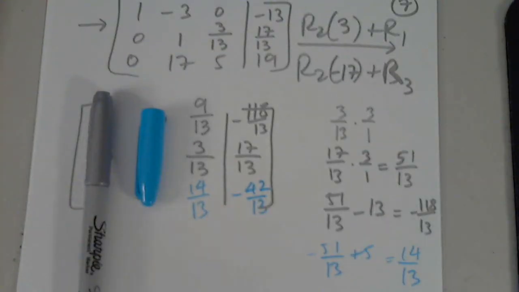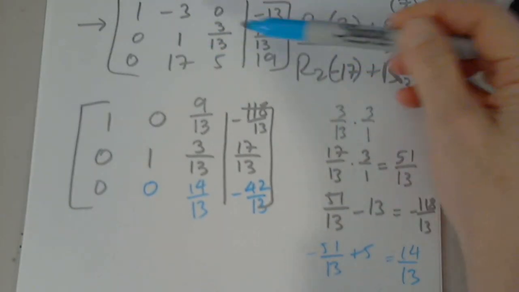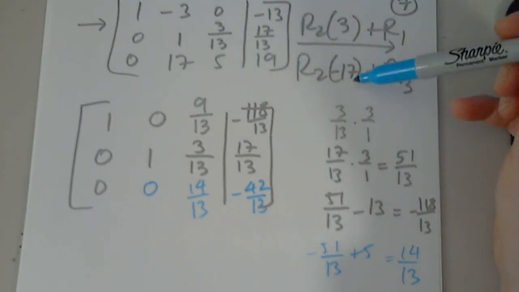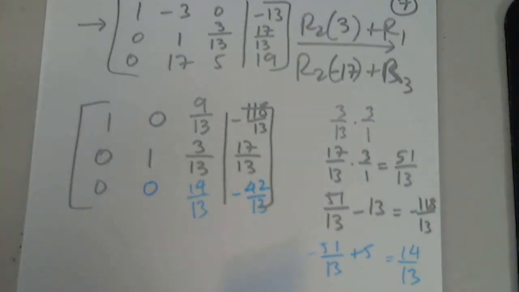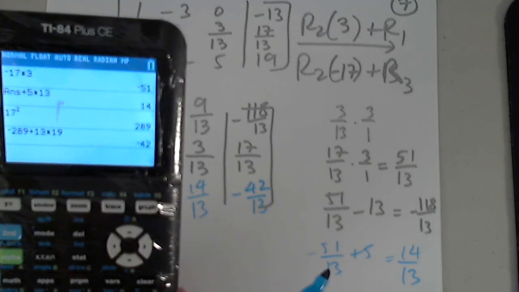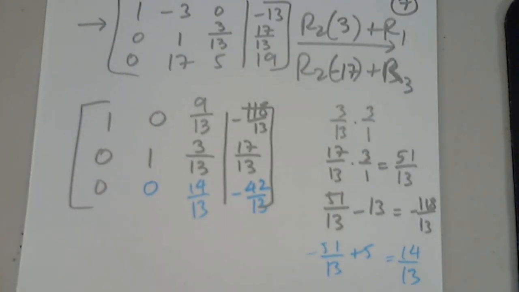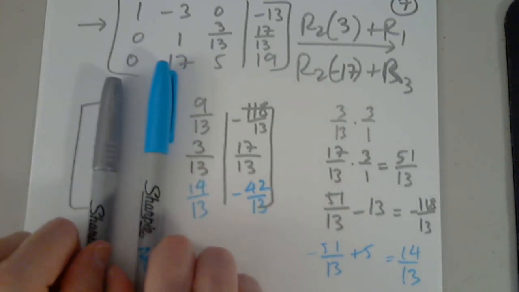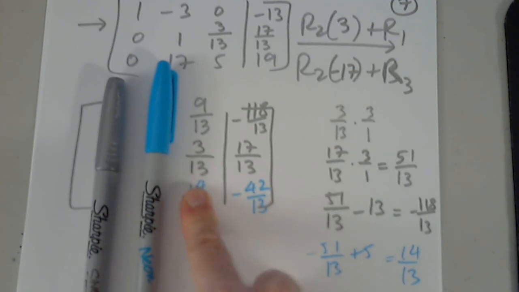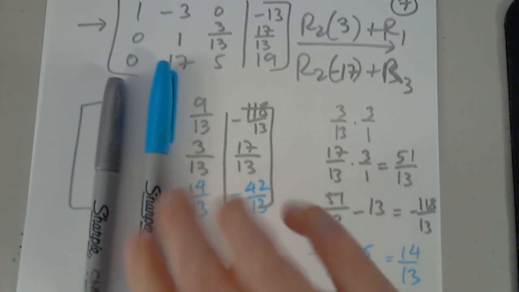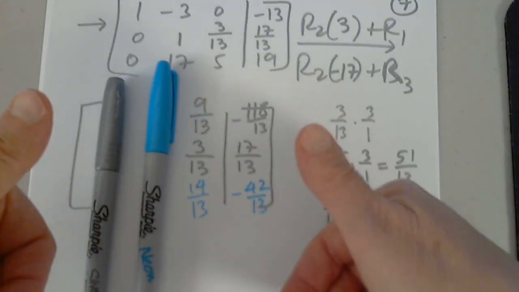Gee whiz. Okay, I'm checking again. This times this, that's correct. This times this. Yes, I checked that already. So this is negative 289 over 13 plus 19. And I multiplied 13 by 19. Yes, I did. Perfect. Okay, so now these two columns are done. At this point, I'm looking to get a 1 here. So I will divide by this, or multiply this row by 13 over 14.